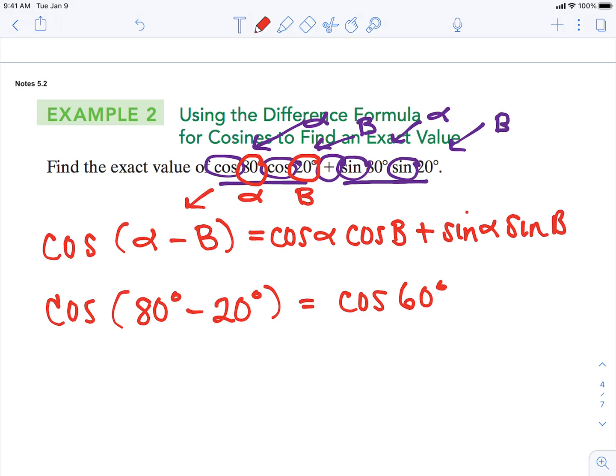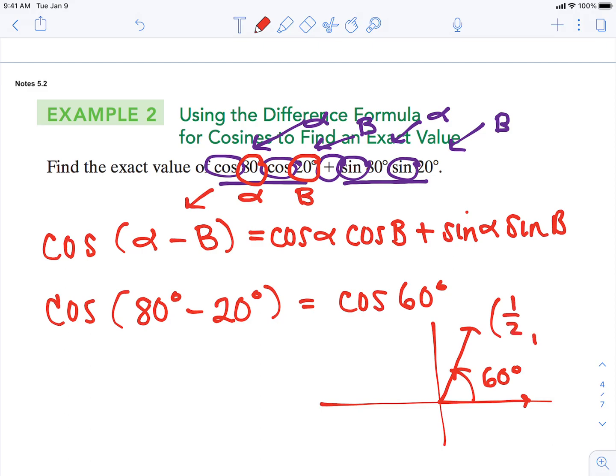Now 60 degrees is one of our special angles on the unit circle. Here is 60 degrees. It has the ordered pair 1/2, square root of 3 over 2. Remember, the x is your cosine value. So what is the exact value for the cosine of 60 degrees? 1/2.